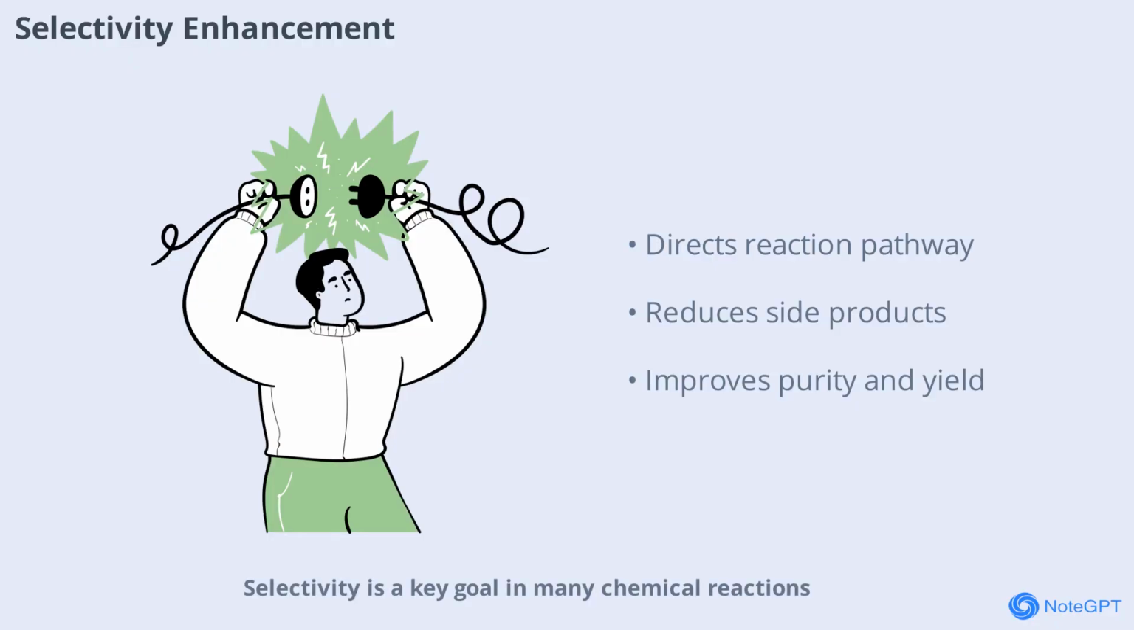Selectivity is a key goal in many chemical reactions, and promoters can play a major role in achieving it. By modifying the catalyst's properties, promoters can direct the reaction toward the desired product, minimizing unwanted side reactions. This is especially important in the production of fine chemicals and pharmaceuticals, where purity and yield are critical. Selectivity enhancement is one of the most valuable contributions of promoters in modern chemistry.